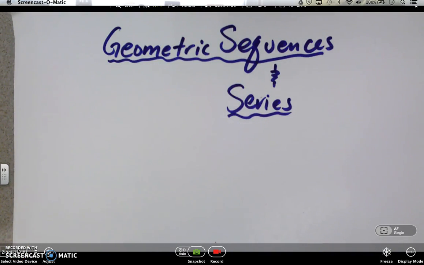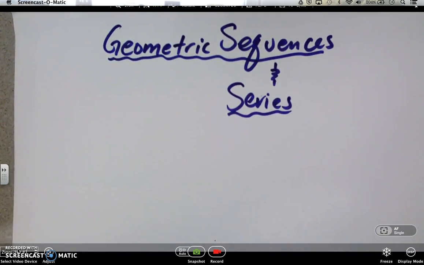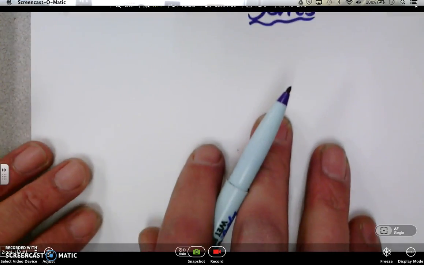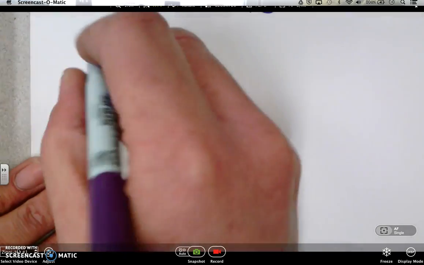We're going to talk today about sequences, specifically geometric sequences, and we'll also talk about series. The difference between sequence and series, they're pretty much the same, except the series is when you're adding up all the terms of your sequence. So now we've already seen arithmetic sequences. Let's talk about geometric. So basically, geometric looks like this.